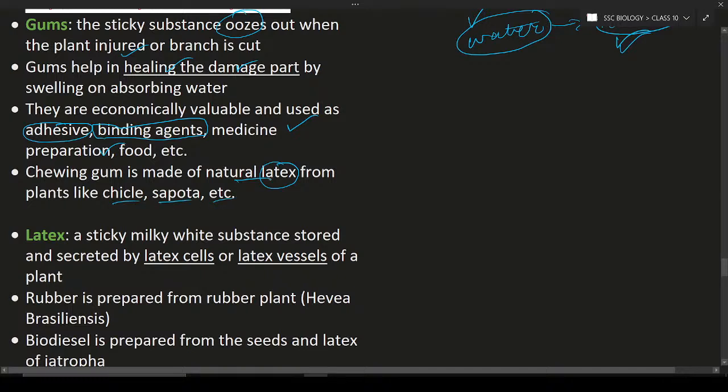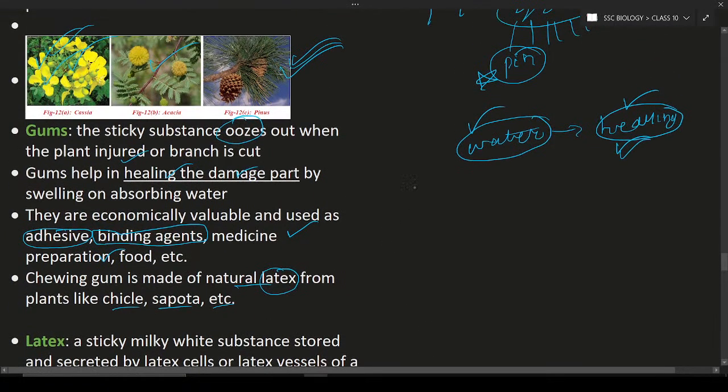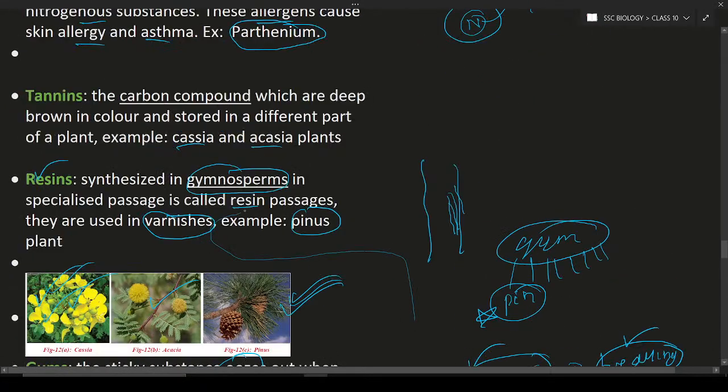So explain resin. Okay, here you can see what resins are. These resins are produced by the gymnosperms. For example, the pinus plant is going to produce a resin. It is used in varnishes. For example, nowadays you will see the paints. In the paints, the resin is used. This resin is produced by plants of gymnosperms. An example of a gymnosperm plant is pinus.